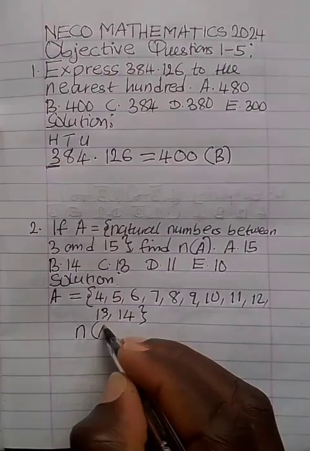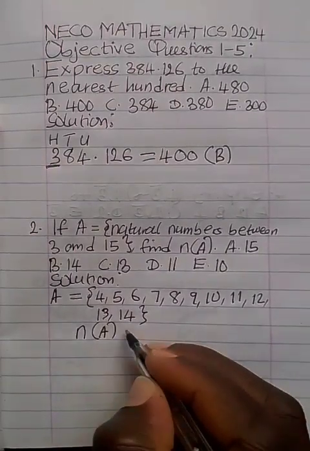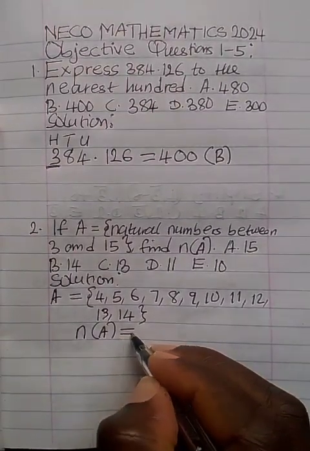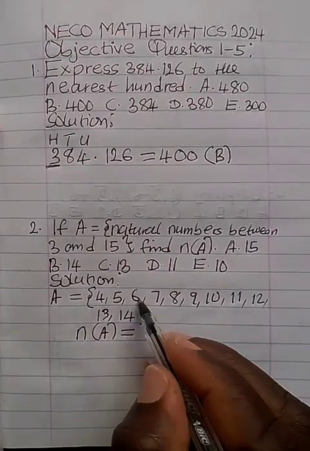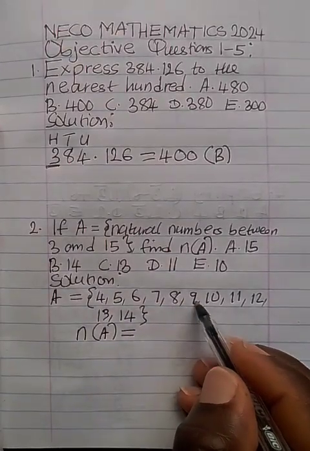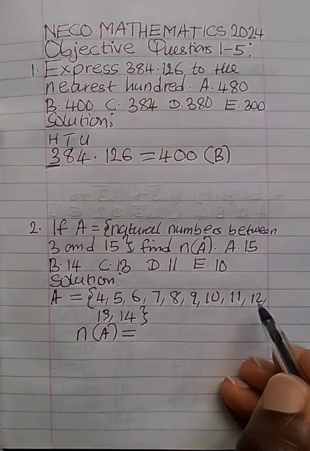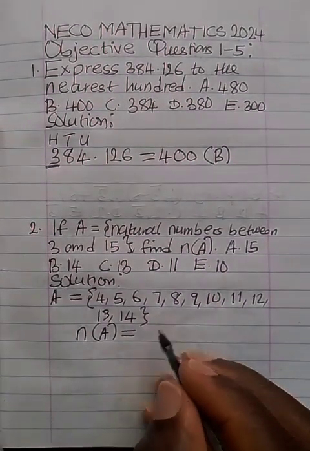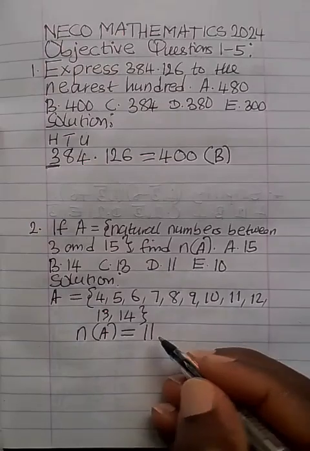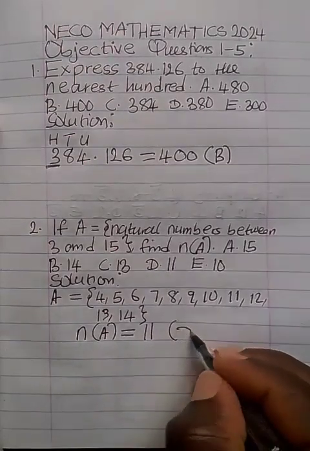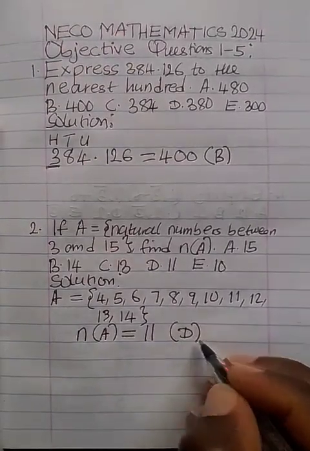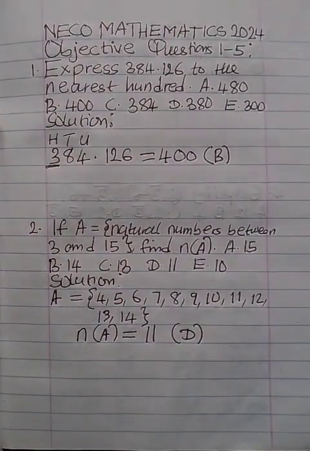Number of elements in set A, we have to count them. 1, 2, 3, 4, 5, 6, 7, 8, 9, 10, 11. We have 11 elements. The correct answer is D.